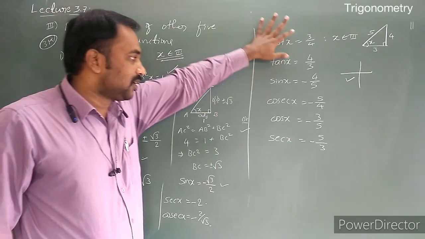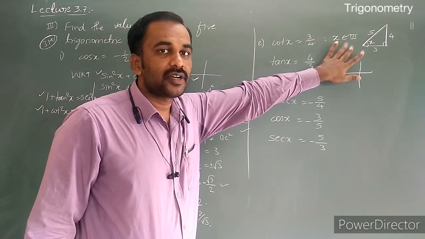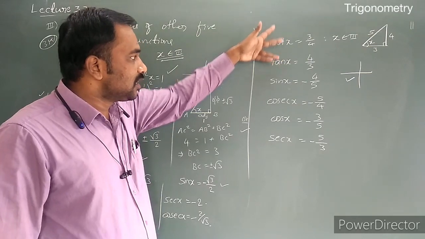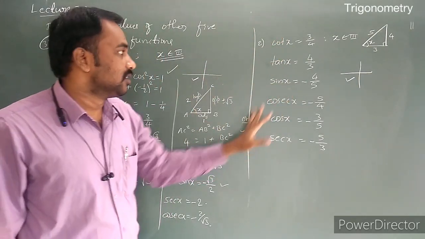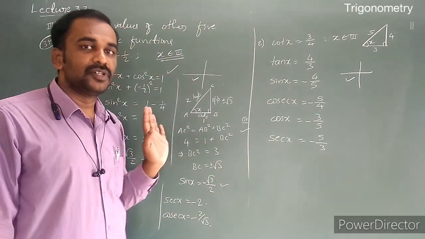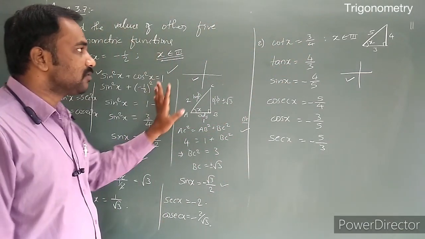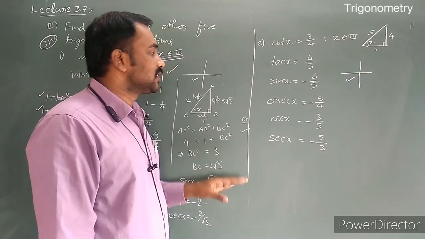So first, get all the 5 ratios. Then see in which quadrant the angle lies. Based on that, the 2 ratios must be positive and the remaining 4 ratios are negative. First write the positive values, then just write the negative sign for the remaining 4 ratios. That's all. Are you clear about this type of problem? This type of problem is very important for the 3 marks section.